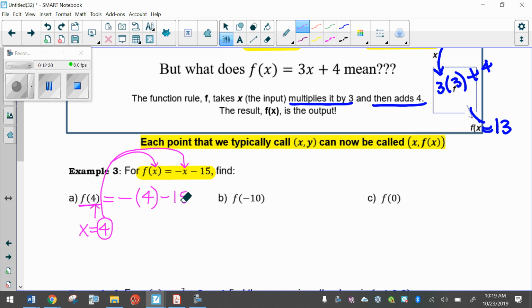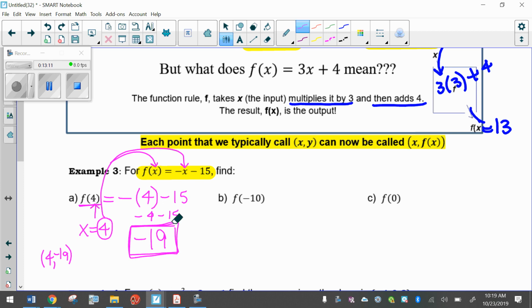From there, all of these problems can be calculated with your calculator if needed, or you can try to do them in your head. But please use your calculator to check, especially when the equation gets a little bit more complicated. So negative of 4 is just negative 4, minus 15 is negative 19. So if I was to graph this function rule, which we will eventually do, there is a point at 4, comma, negative 19. The point is not your answer. The answer is just negative 19, but I just wanted to show you that that's what the point would be.